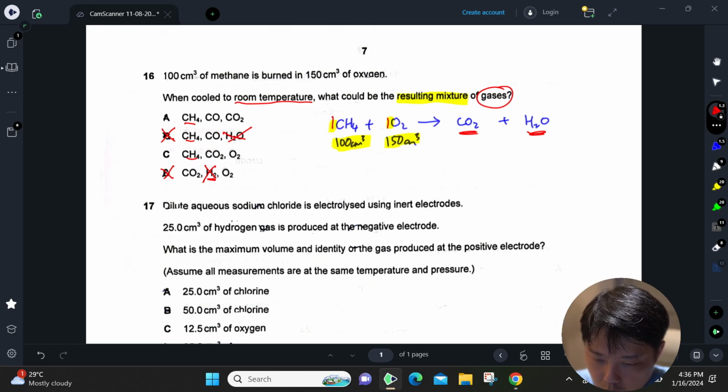I would go with C because there is an excess of oxygen. Whether or not the combustion has been totally complete, I think it has not. But CO only appears if there is incomplete combustion, which can't be the case because O2 is in large excess. So most likely the answer is C.